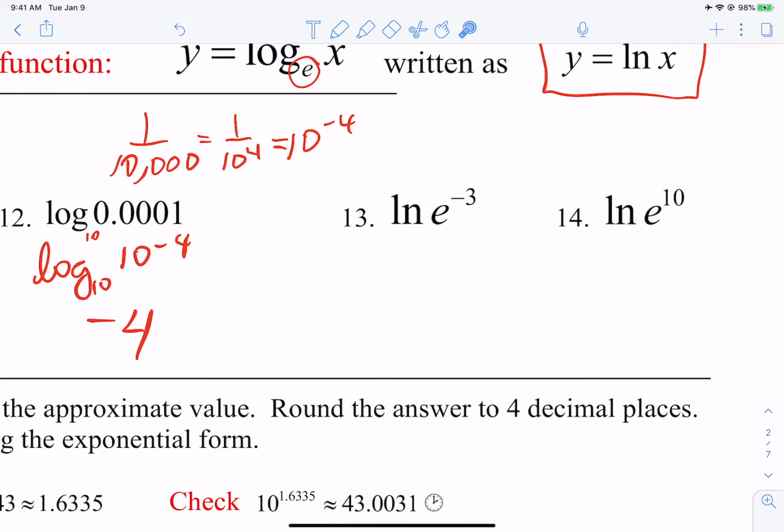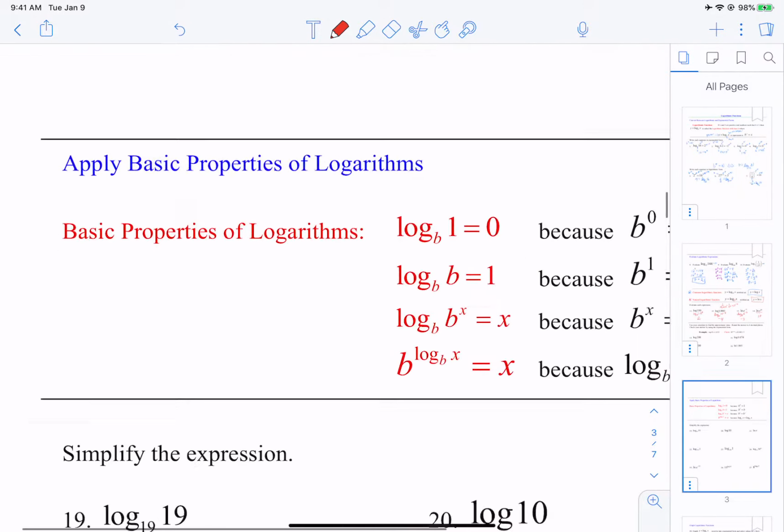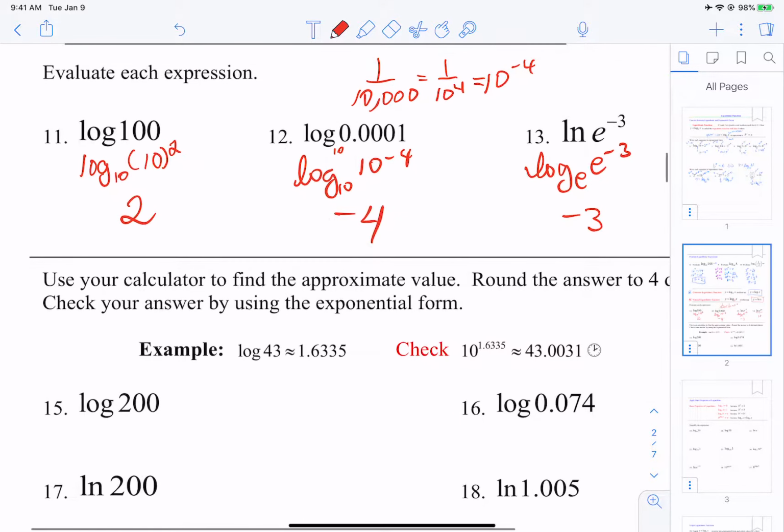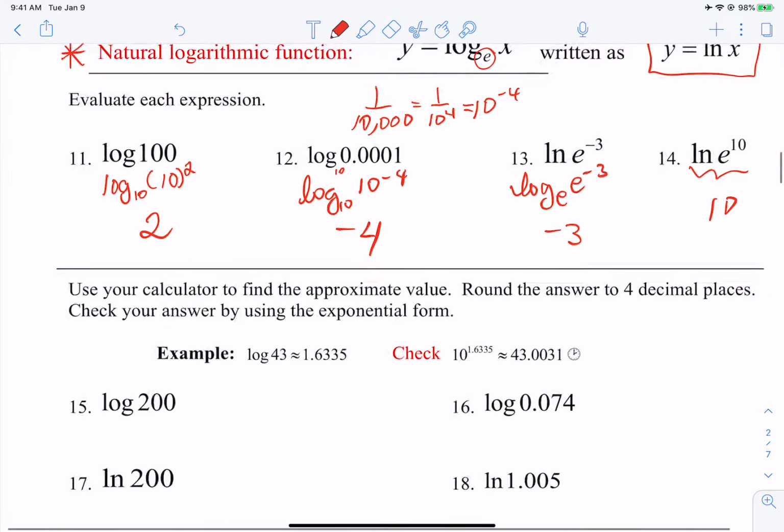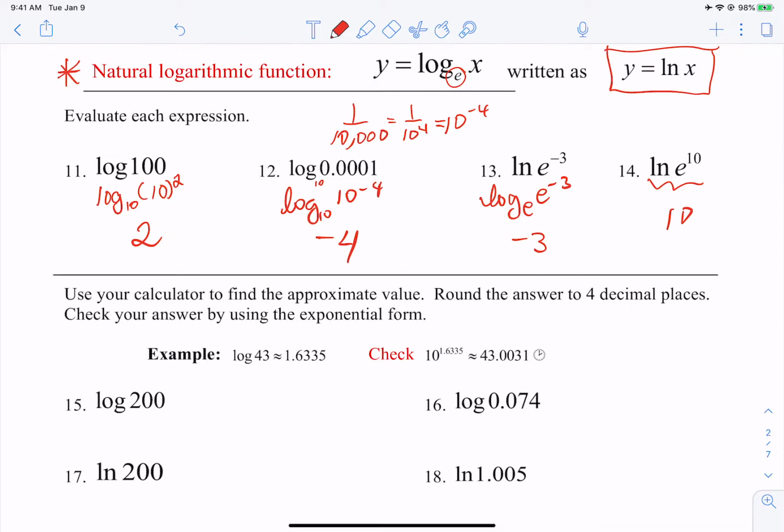Let's take a look at 13. So we have a natural log of e to the negative 3. Well, technically, that's the log base e of e to the negative 3. And when these are next to each other like that, the answer is the power. Because what power do I put on e to get e to the negative 3? Negative 3. Here, that's asking the same question. What power do I put on e to get e to the 10th? 10. So there are some things, and we'll go over those rules in a minute as to why they end up working out that way. Okay? Does anybody have any questions about those?